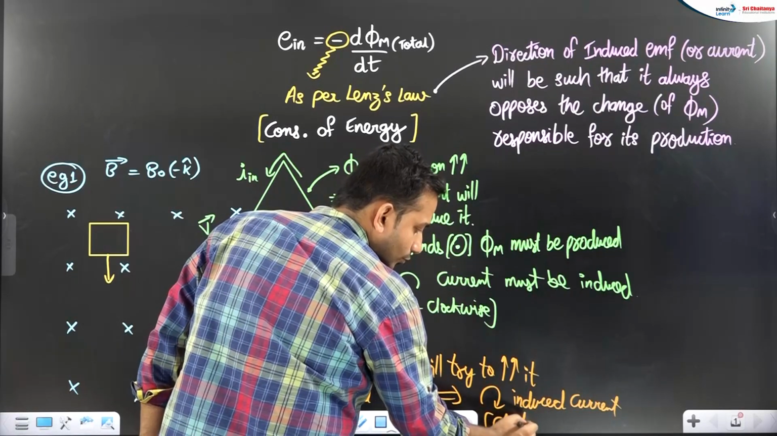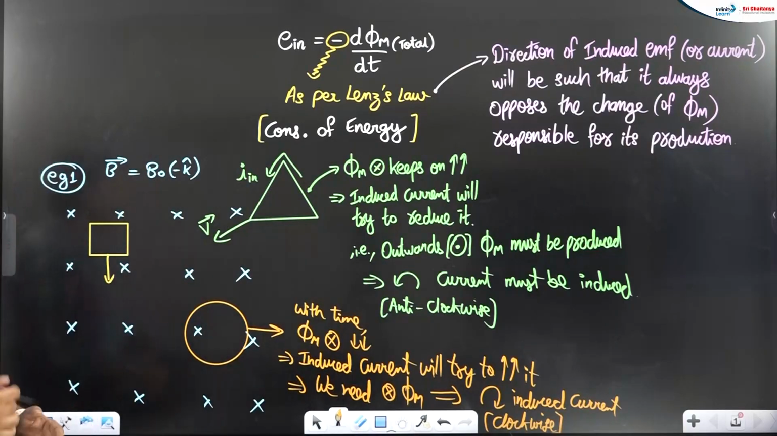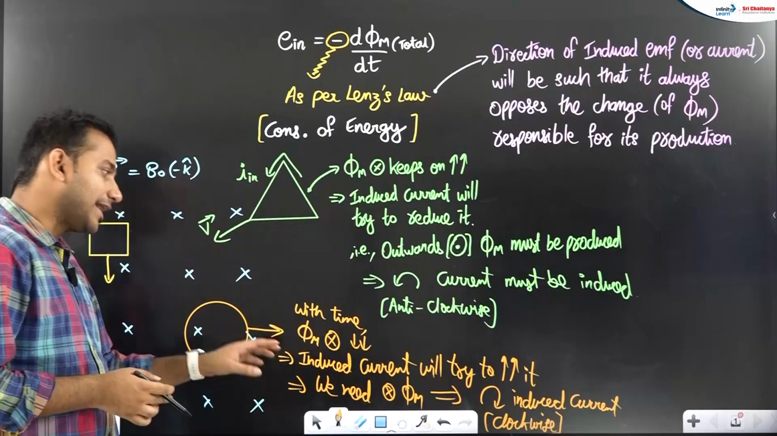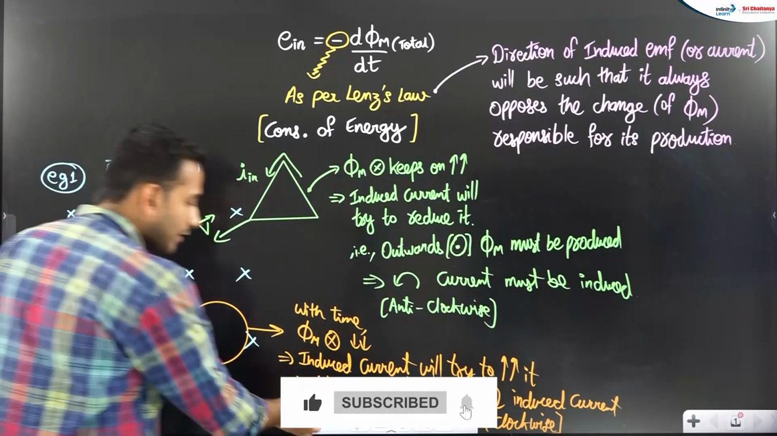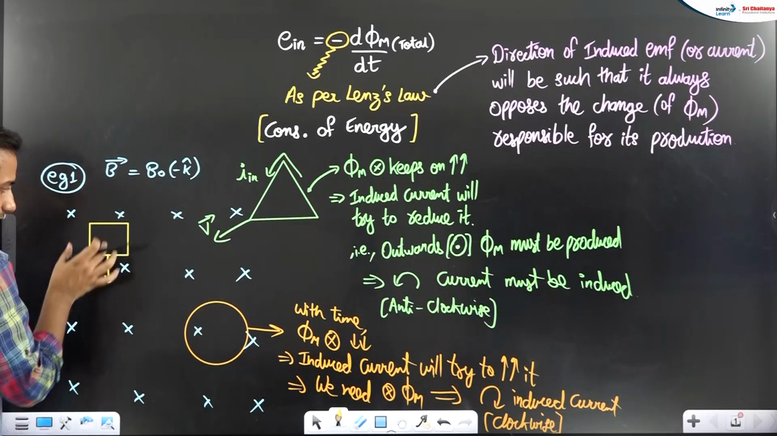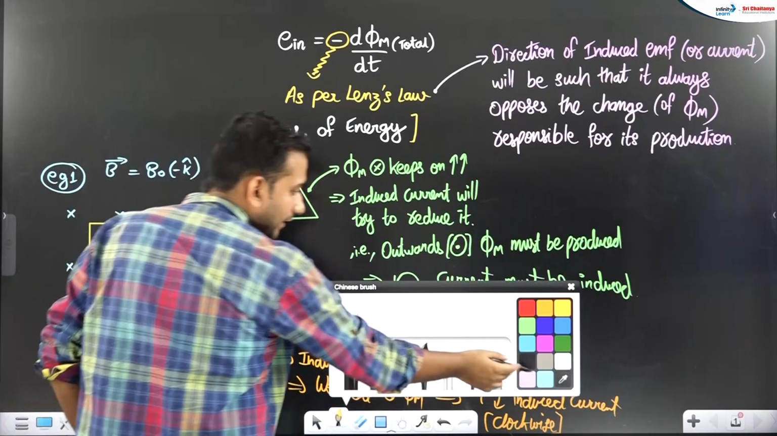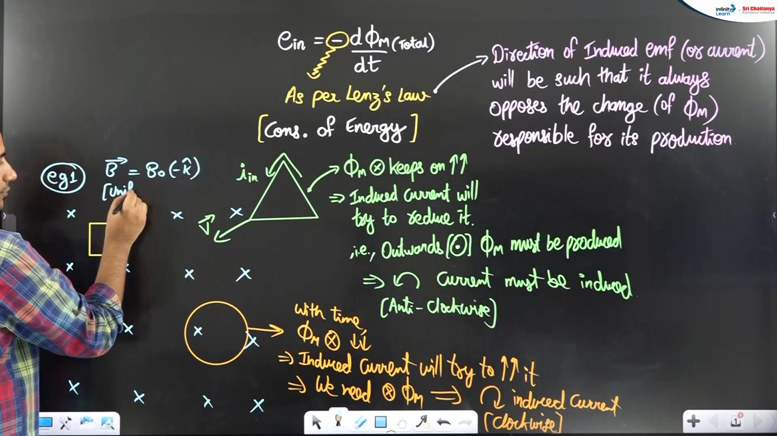Understood? Slowly we will start taking much more complicated examples also. It will give you some more clarity. But as of now, these are the illustrations which are purely from the NCERT background. Let us talk about this third loop. It's a square loop. B vector is equal to B naught minus K cap, which means that's a uniform magnetic field region.